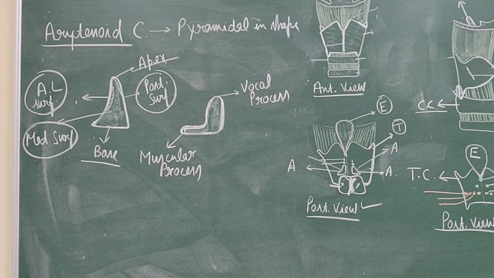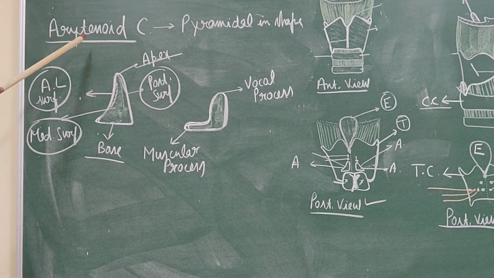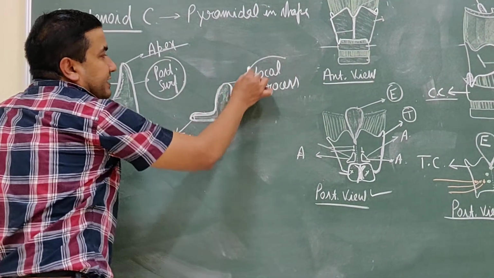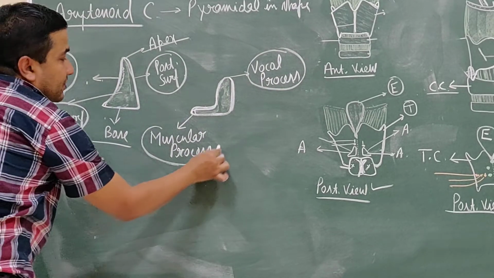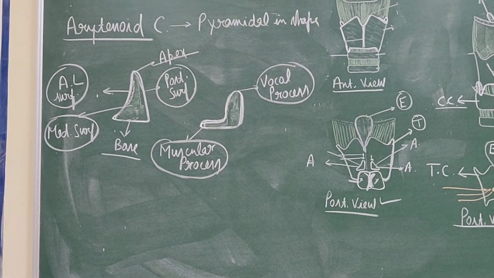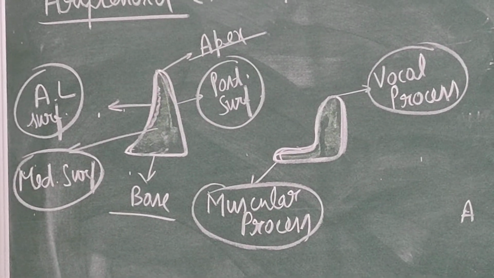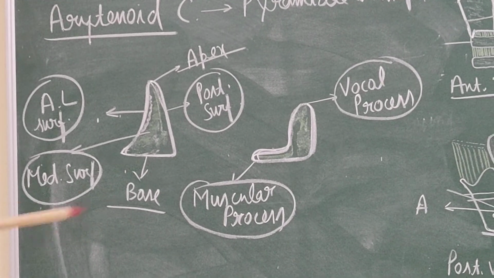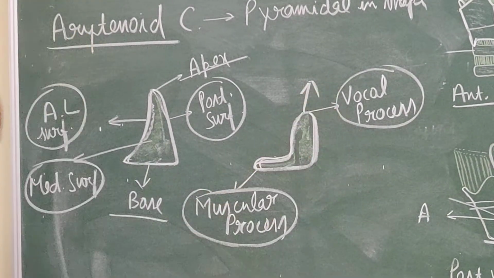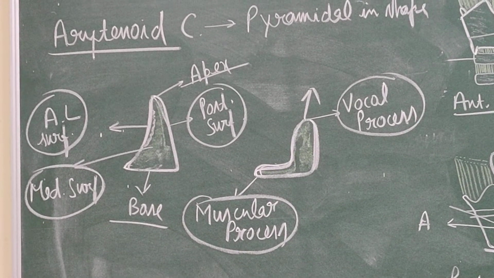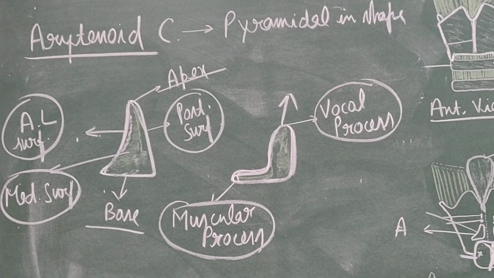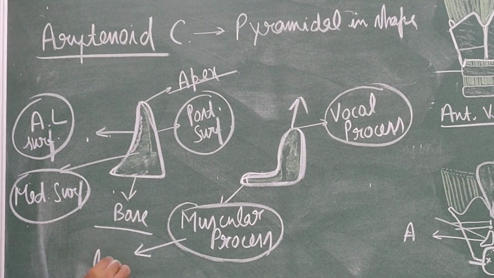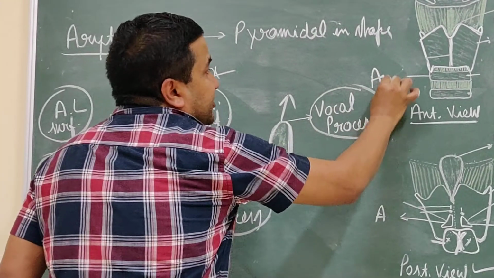Now the important point is that from the base of the arytenoid cartilage there are two processes. It is important. They are the vocal process and the muscular process. And these parts are elastic cartilage. This vocal process is directed anteriorly, which means towards the lumen, the cavity of the larynx. While this muscular process is directed laterally.